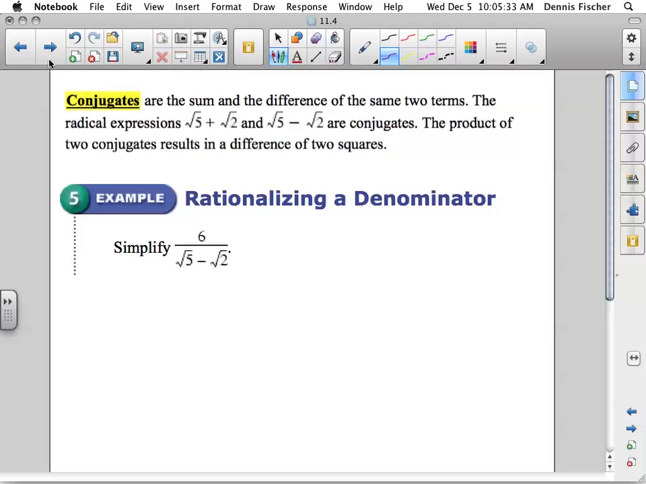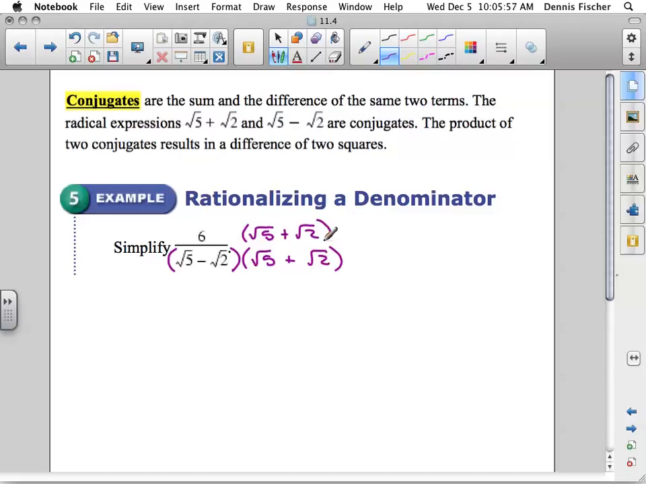So when we want to rationalize this denominator, what we're going to do here is this. We're going to multiply by the same thing that's in the denominator, except it's going to be the opposite sign. And what we have to do is multiply top and bottom by that. Multiply. That's why we practice our foiling first.